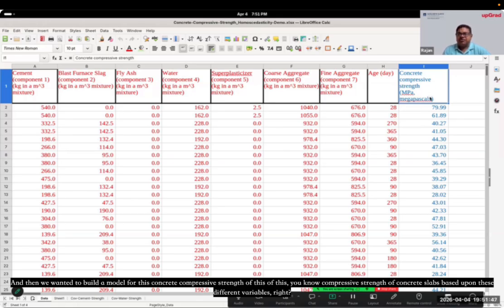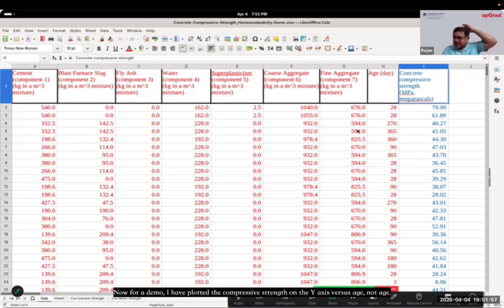Quite a few of you are probably familiar with the concrete composite strength example, based upon these different variables. That's what the idea is. But these are all very common problems.